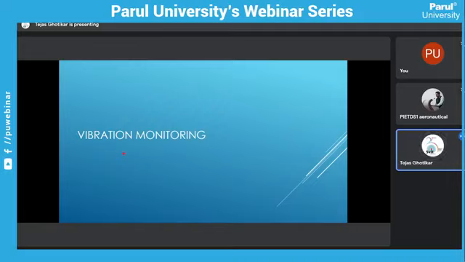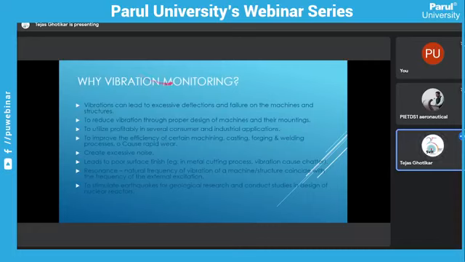So now we are going over vibration monitoring. Why are we going for vibration monitoring? Because vibration can lead to excessive deflection and failure of a machine. We reduce vibration through proper design and machine utilization in several consumer and industrial applications, to improve the efficiency of certain machines. Vibration can also create excessive noise and lead to poor surface finish.